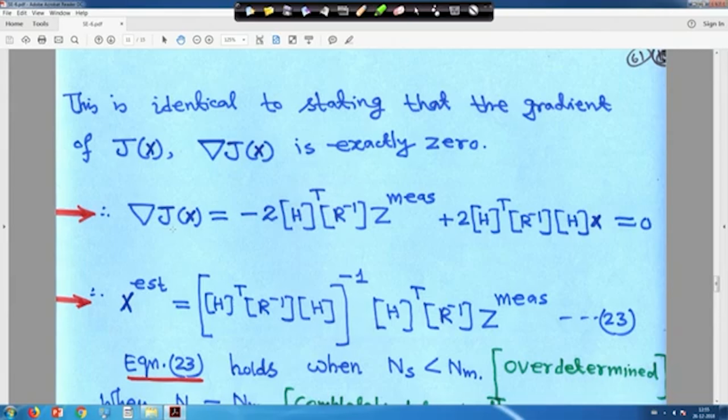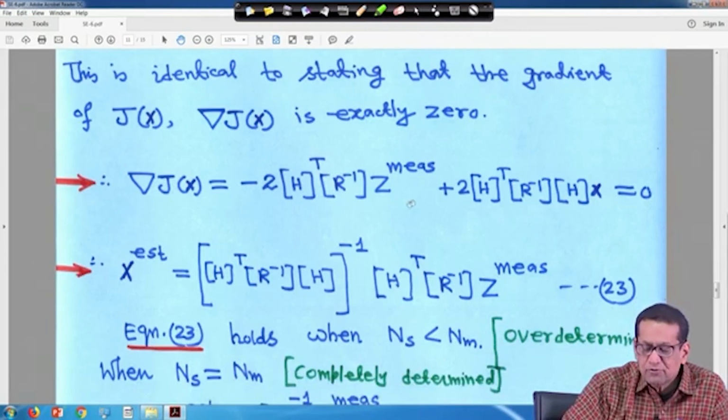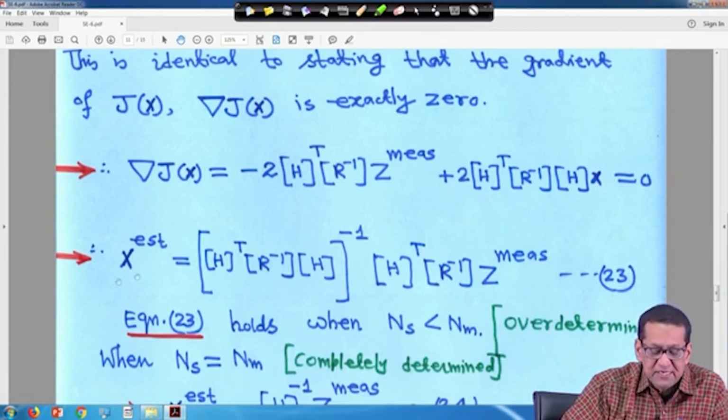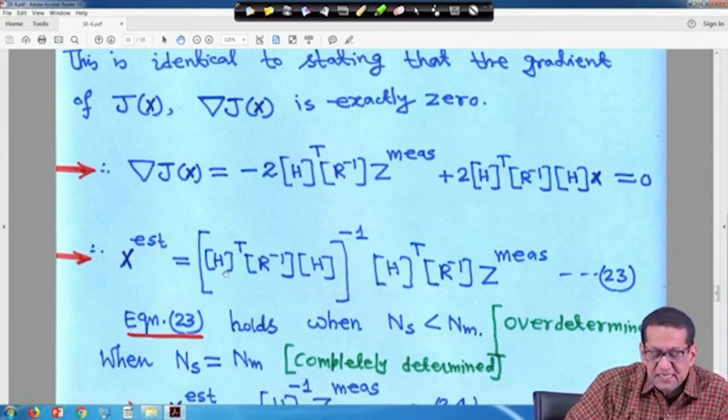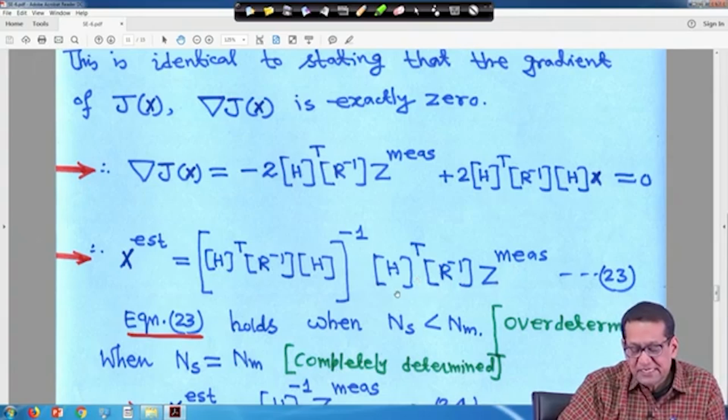If you take the derivative with respect to x, the gradient of J x will be minus 2 H transpose R inverse Z measured plus 2 H transpose R inverse H into x equal to 0, right. If you solve it, the 2 will cancel, and you will get x estimated equal to H transpose R inverse H whole inverse, then H transpose R inverse Z measured. This is equation 23, right.